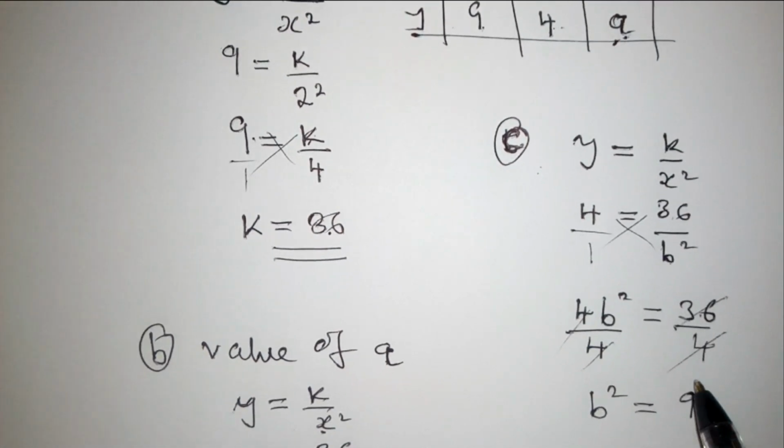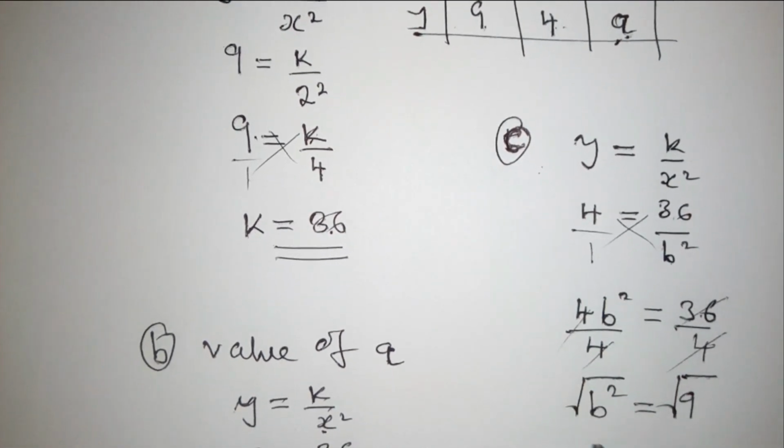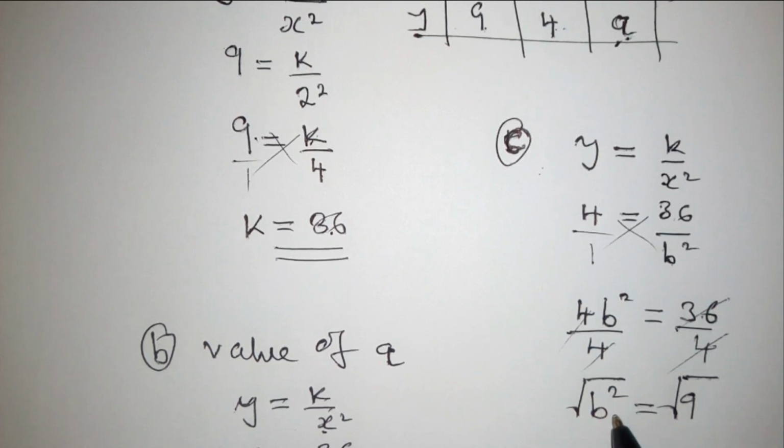So now we can finish it up. We find the square root of 9. Why are we taking the square root? We want to get rid of this power, so we remain with b.